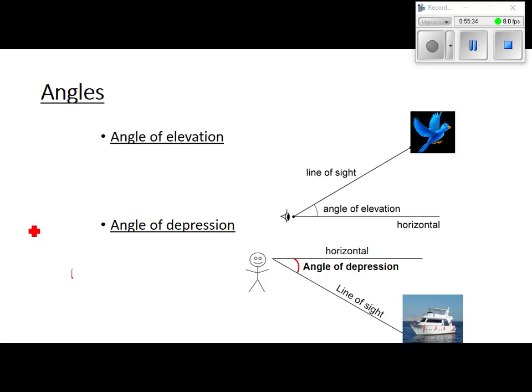Something like this one with my little stick person here. Look, I gave him arms. Everybody's always complaining I'll never give him arms. It's like he's standing on a cliff looking down at the boat. Angle of depression. Angle of elevation. My eyeball right here, looking up at that bird.